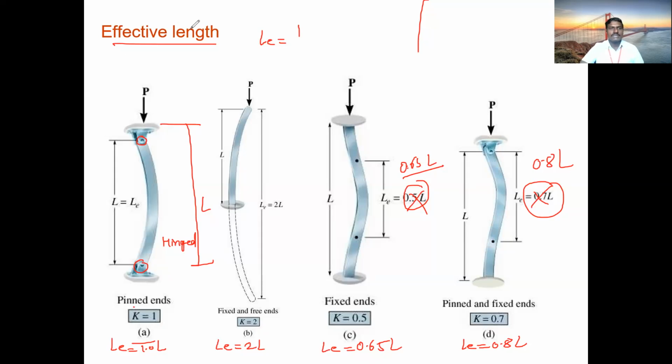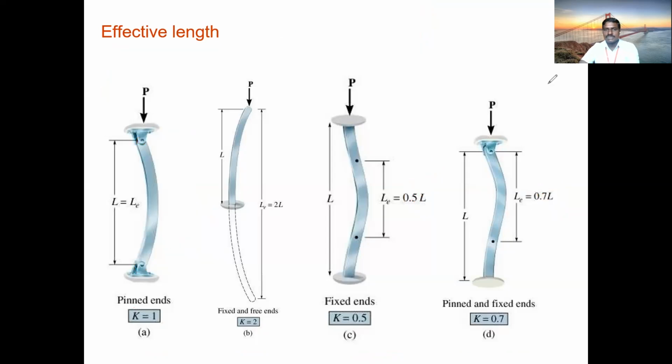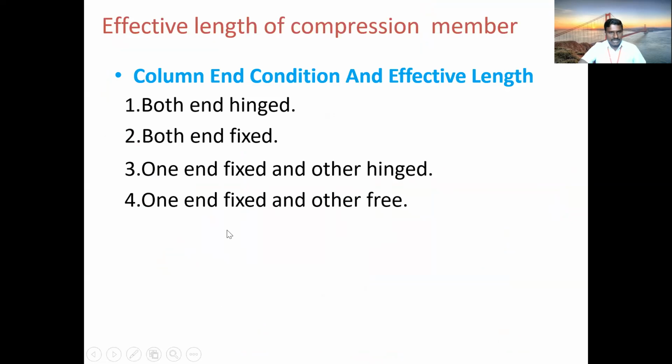Write down effective length number 1: both ends hinged or pinned. Whatever we have written in the last slide, we have seen. So write this down. Both ends hinged. I will draw the sketch now. That sketch you can draw.